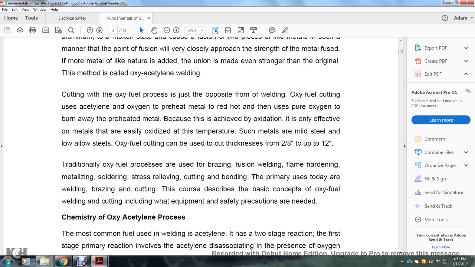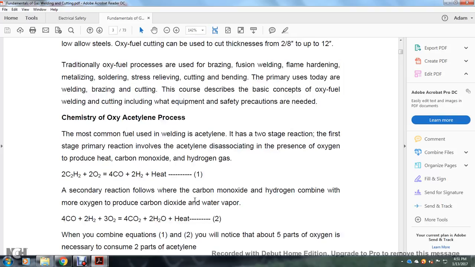The traditional oxy-fuel process is used in brazing, fusion welding, flame hardening, metal soldering, stress relieving, cutting, and bending. Primary uses today are welding, brazing, and cutting. The course description and basic concepts of oxy-welding and cutting include what equipment and safety precautions are needed.